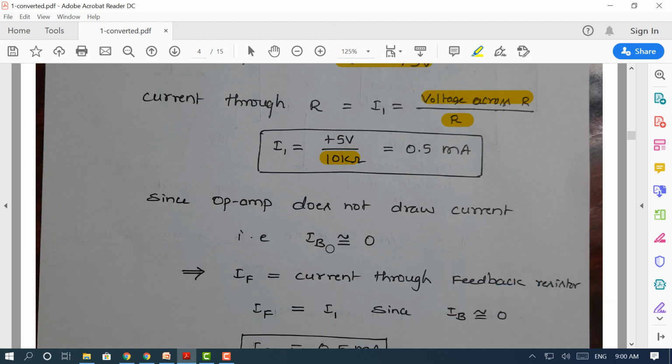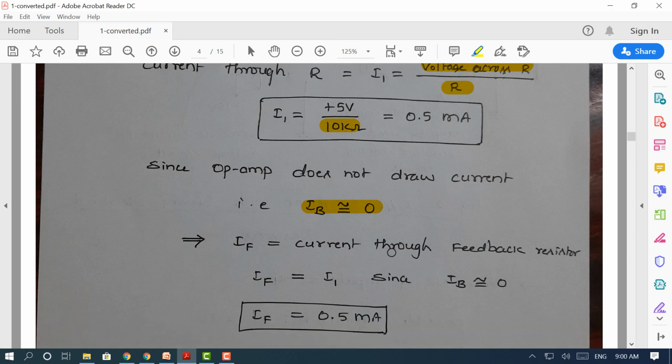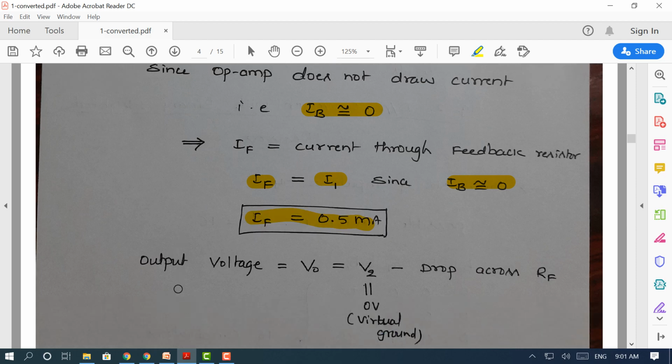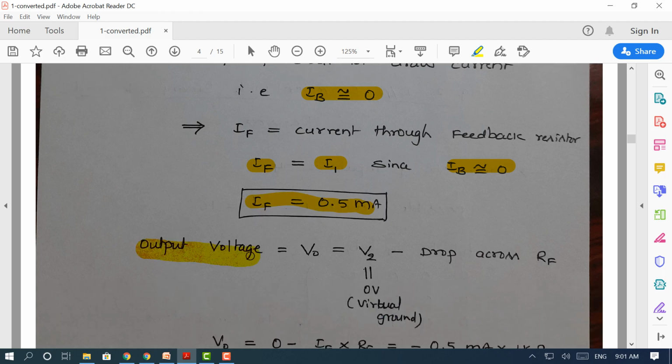Since the op-amp doesn't draw any current, that is, IB going into the op-amp is 0, the complete current coming through R goes through the feedback resistor. So I1 will be equal to IF, since IB is approximately equal to 0, so IF is equal to 0.5 milliampere. Now to calculate the output voltage, we have an expression.